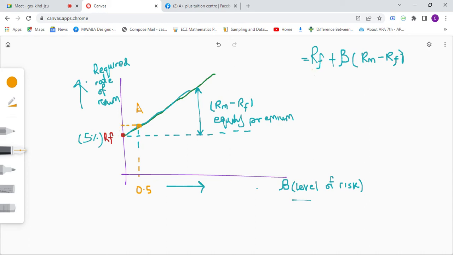So we just use this formula. We say the risk-free rate is 5%. Let's also say the return of the market, Rm, the expected return of the market as a whole, is 11%. So now let's compare. We've got investment A, it's got a beta of 0.5.